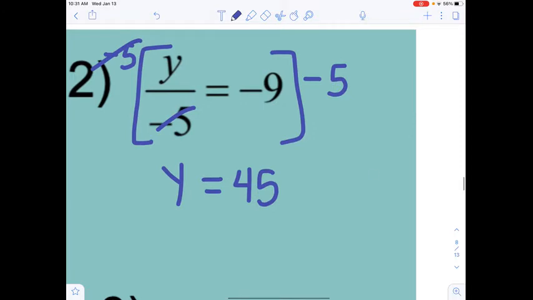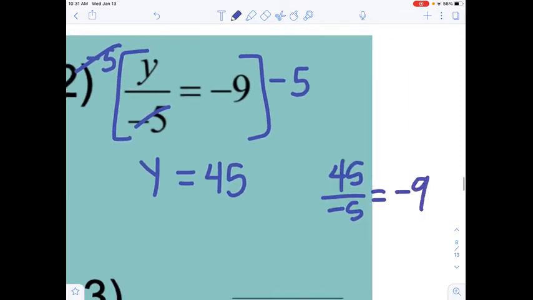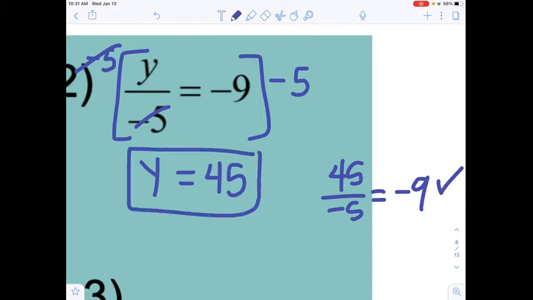If we do a quick check, 45 divided by negative 5 is negative 9. So, yep, our answer of 45 is correct.